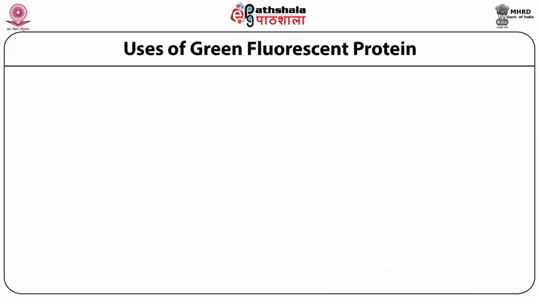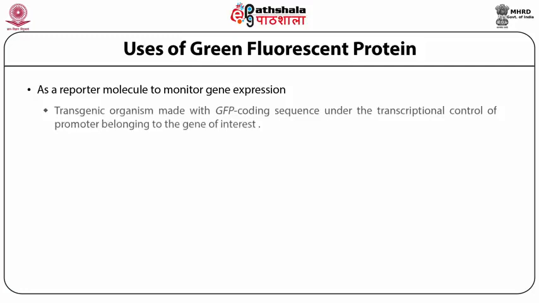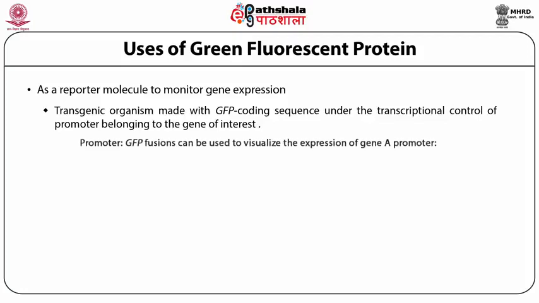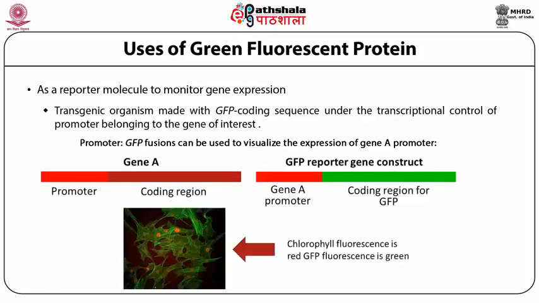Uses of green fluorescent protein as a reporter molecule to monitor gene expression: a transgenic organism is made with the GFP coding sequence under the transcriptional control of a promoter belonging to a gene of interest. You can take any promoter, fuse this gene to it, and use it to visualize the expression of the promoter. Here it's depicted: the gene A promoter is taken and cloned, GFP is cloned downstream of that and used for transformation of plant or animal cells. You can see that in whichever cell this protein is expressed, they fluoresce green.